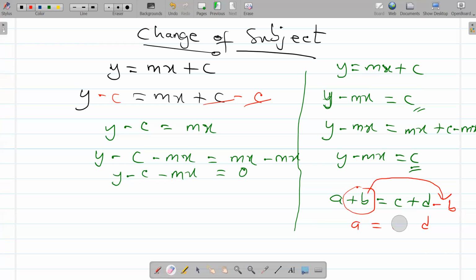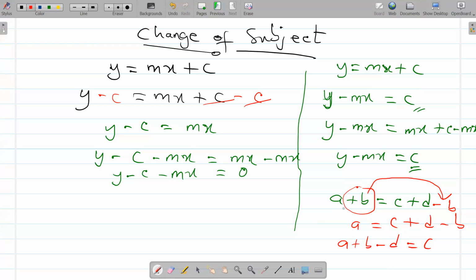Then we will have A is equal to C plus D minus B. If I'm moving the D to the other side, then this D is positive, right? When it moves, it becomes negative. So we have A plus B, which is the original, minus D is equal to what? C.